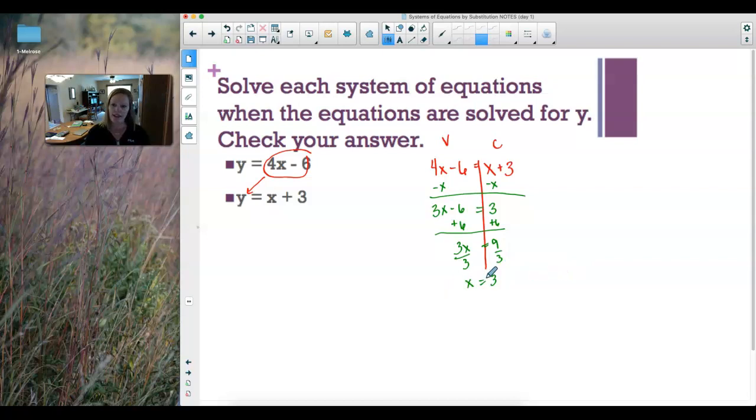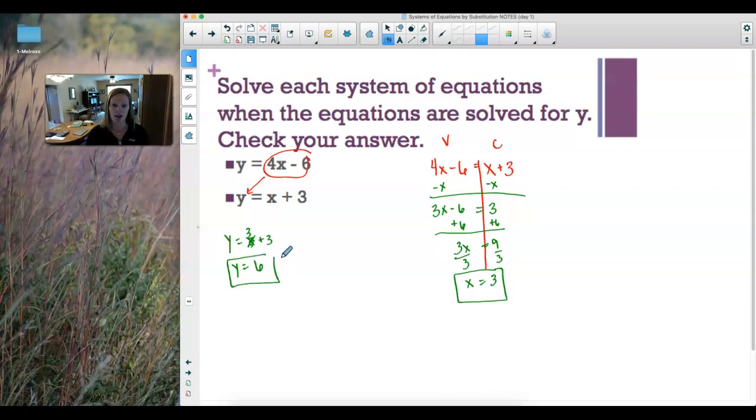Now that we have x equals 3, again, you can pick either equation. This time I'm going to pick the bottom one, y equals x plus 3, but I'm going to replace the x with 3. So y equals 3 plus 3, which is 6.